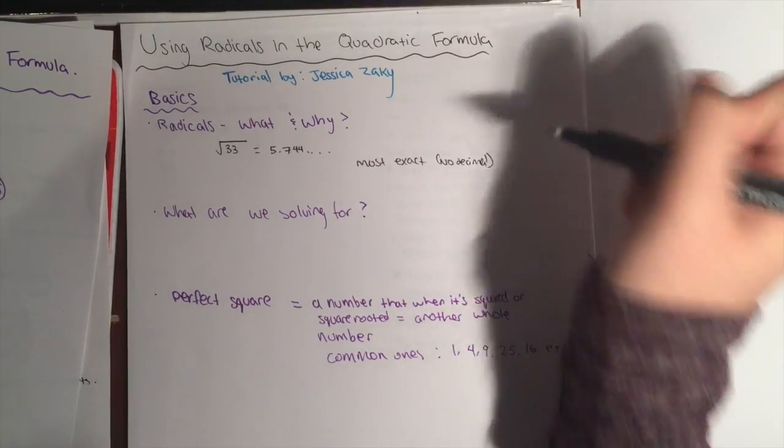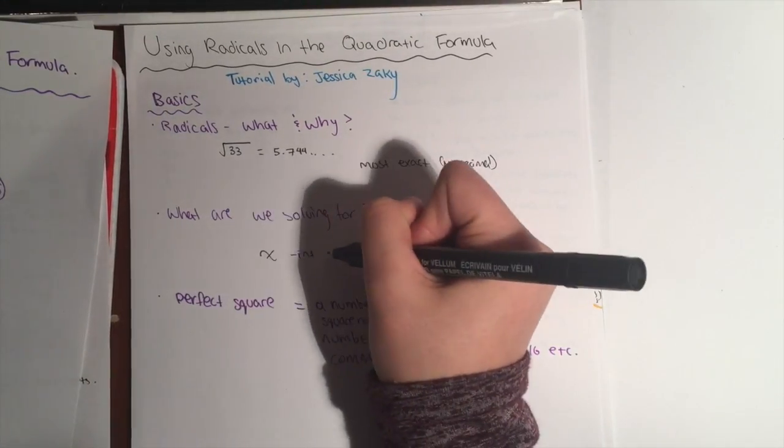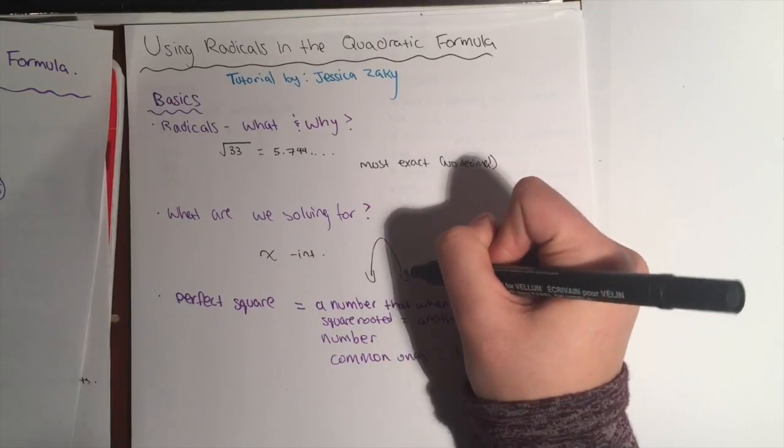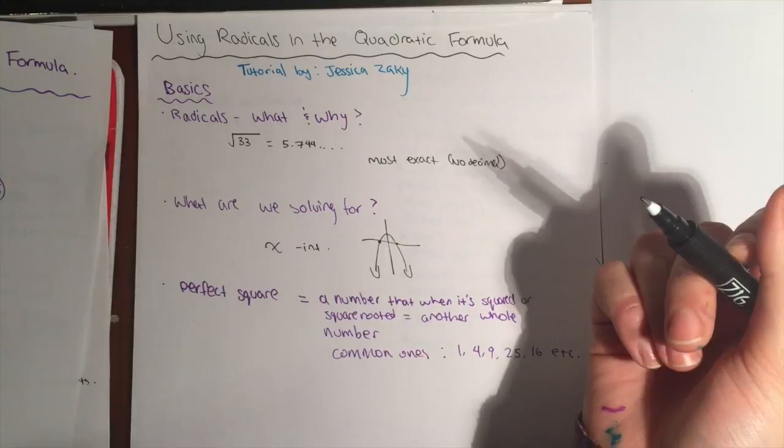So what we're solving for is the x-intercepts on a parabola. Those are these points on a parabola. On a graph, they would be these points on the x-axis. So that's essentially what we're solving for.